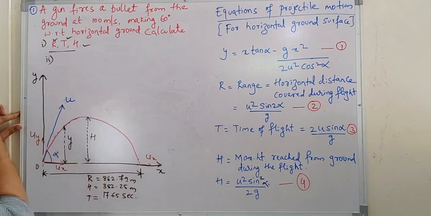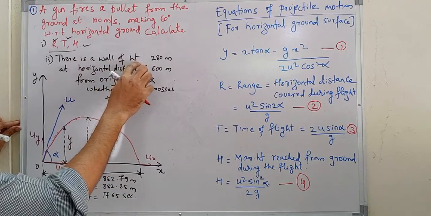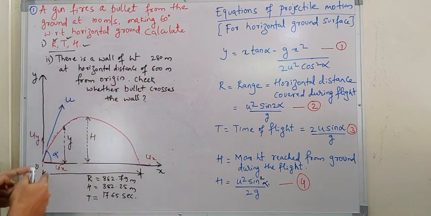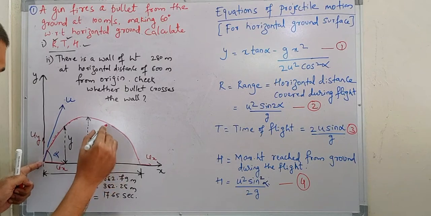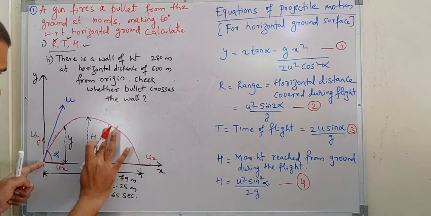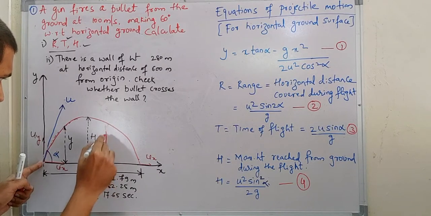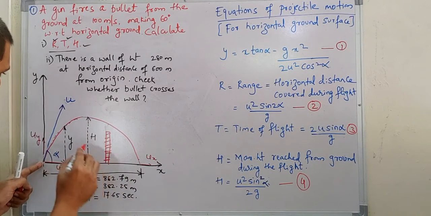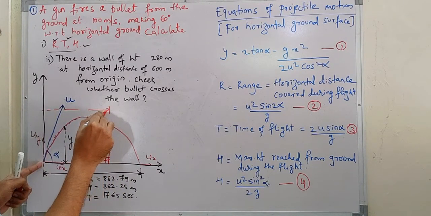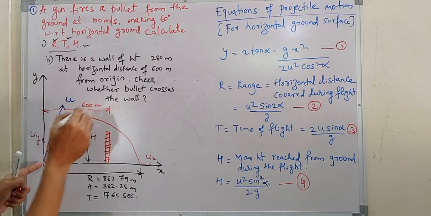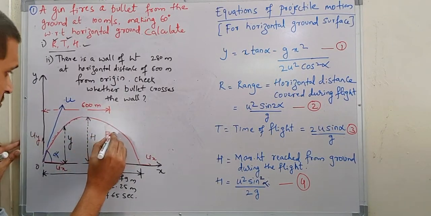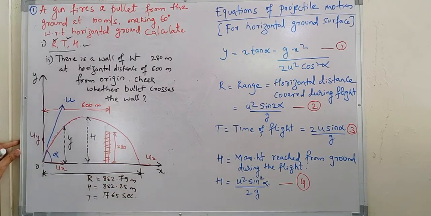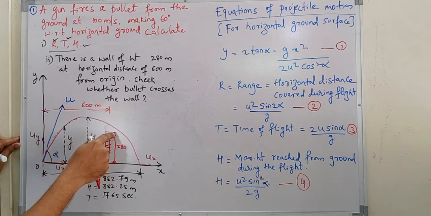Now the second part says, there is a wall of height 280 meters at a horizontal distance of 600 meter from the origin. So I'll write here, at a horizontal distance of 600 meter from the origin, there is a wall of height 280 meters. So now we have to check whether this bullet passes the wall or it will be hitting the wall.